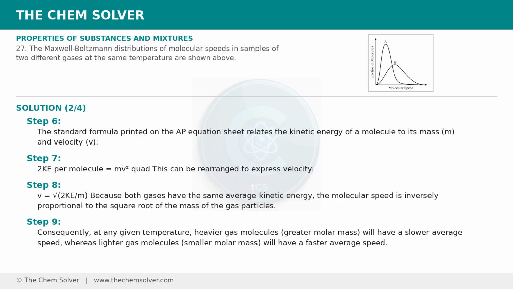Because both gases have the same average kinetic energy, the molecular speed is inversely proportional to the square root of the mass of the gas particles. Consequently, at any given temperature, heavier gas molecules, greater molar mass, will have a slower average speed, whereas lighter gas molecules, smaller molar mass, will have a faster average speed.